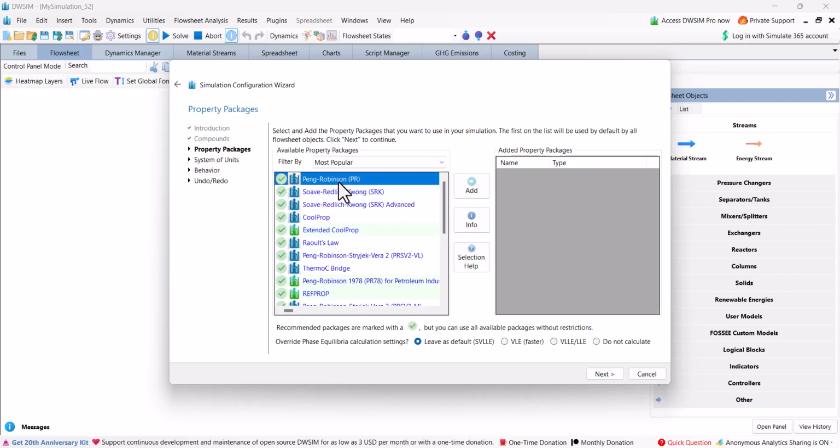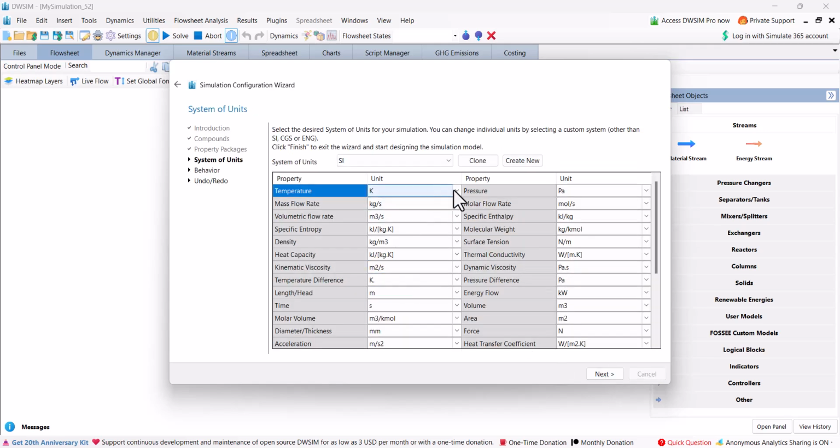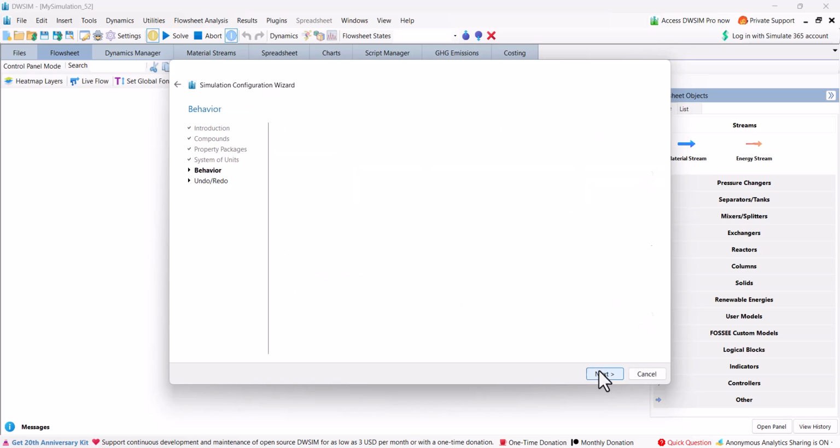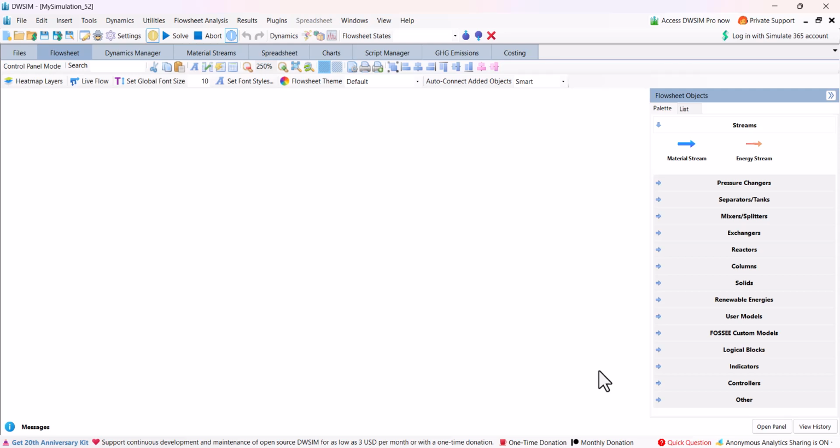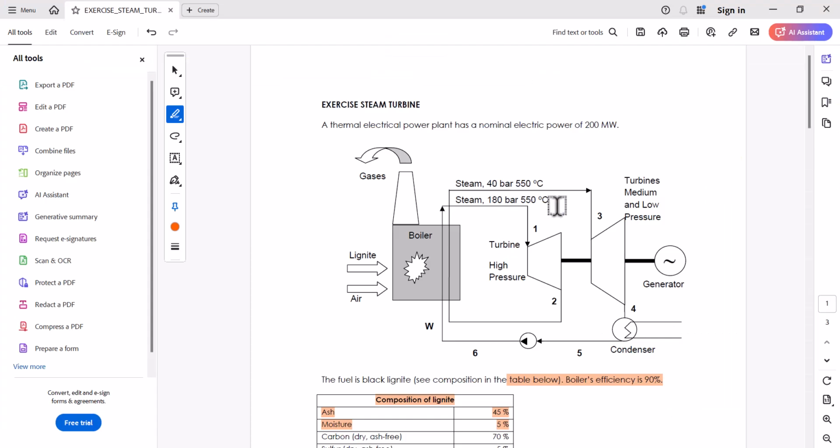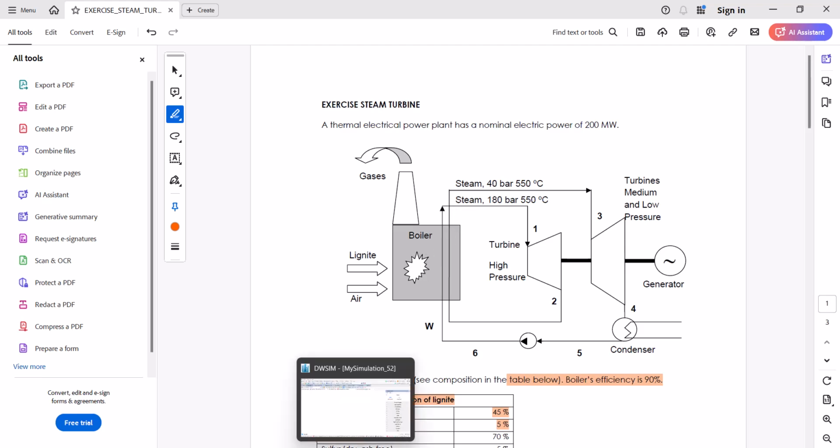For the property package we'll go with Peng-Robinson, and for the system of units I will go with a custom one. Temperature in degrees C, mass flow rate in kilogram per second, pressure in bar is fine, and energy flow in megawatt. And then we will start. First we'll go with the steam cycle, so we need two steam turbines and we need a reheater, and we will add the boiler heat exchanger later.